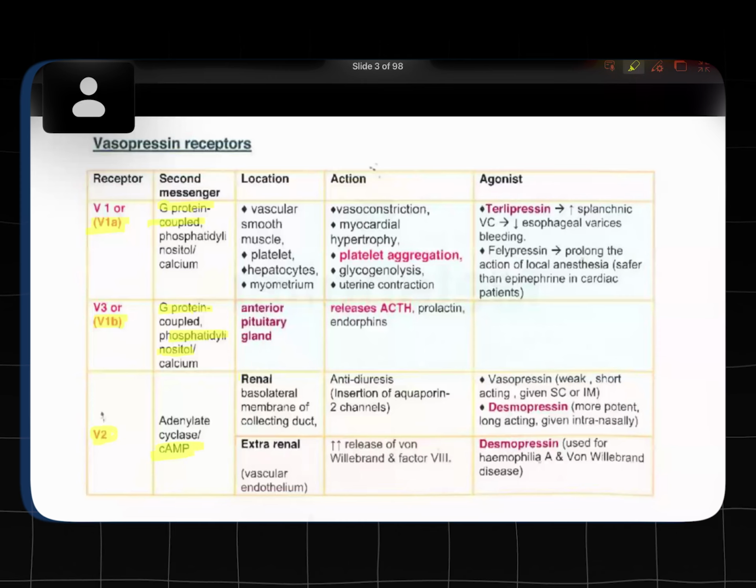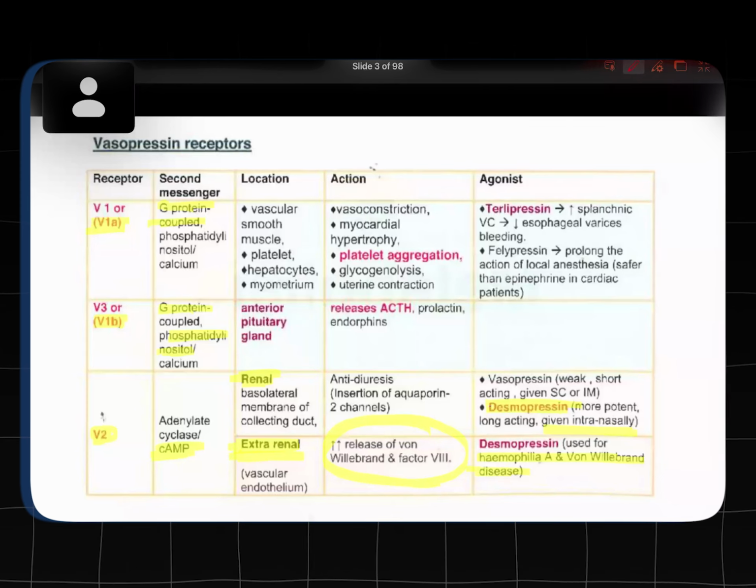V2 is mostly renal. However, extra renal is also there. Why do you need to know this? Because for the renal mechanism, we are using the drug desmopressin, which is an analog of vasopressin, more potent and long acting, and it is given intranasally. It is used for treatment of hypernatremia and nephrogenic diabetes insipidus. Whereas for the extrarenal part, desmopressin causes increased release of von Willebrand factor and factor 8. That is why it is used for the treatment of hemophilia A and von Willebrand disease.